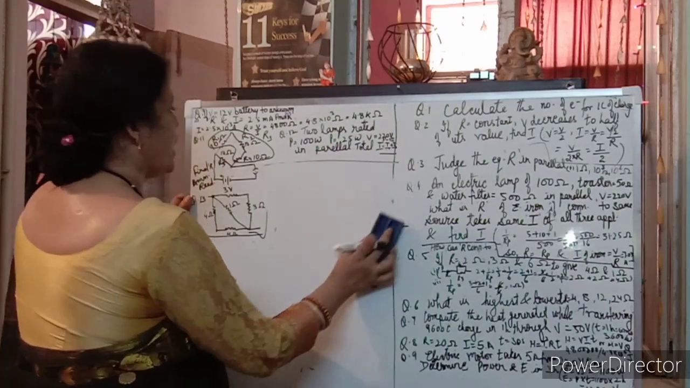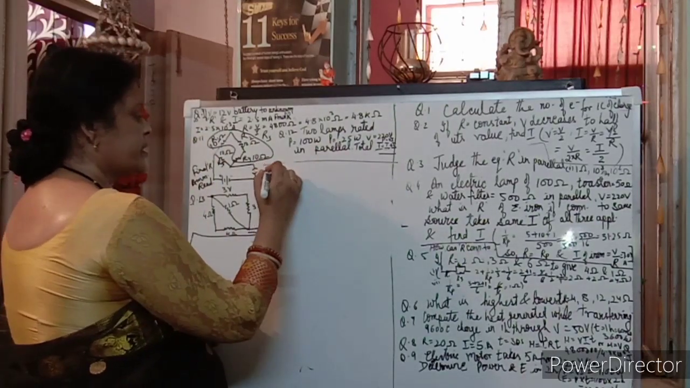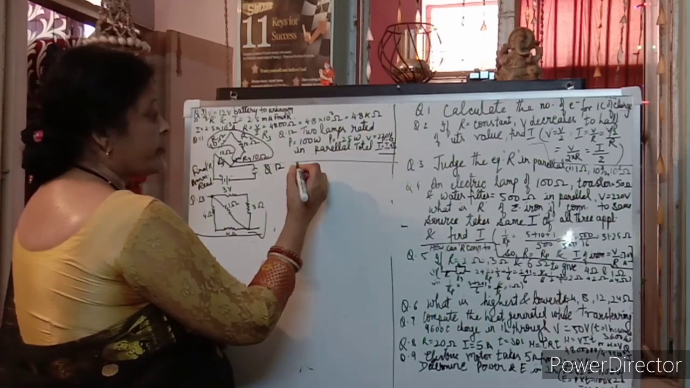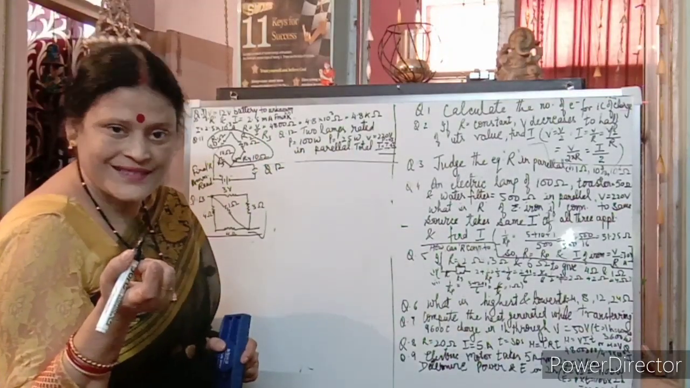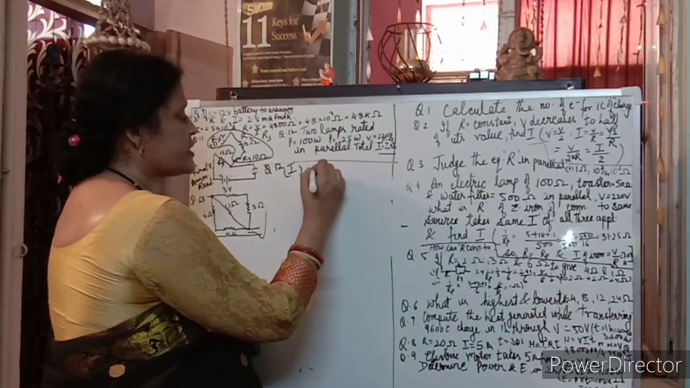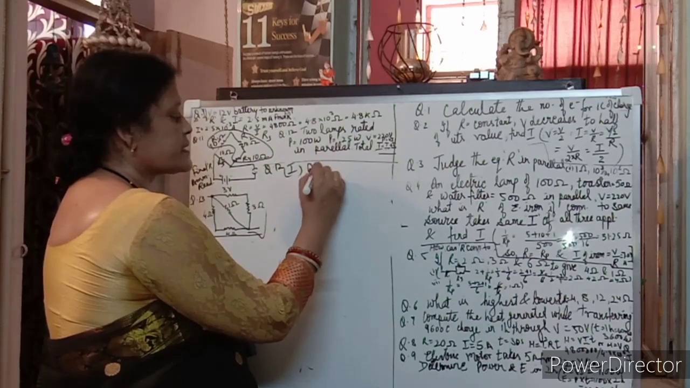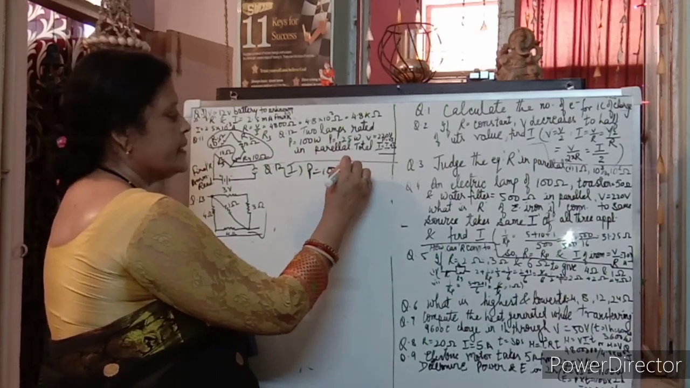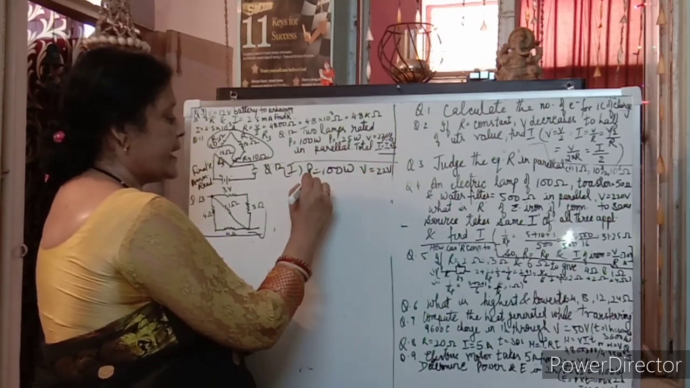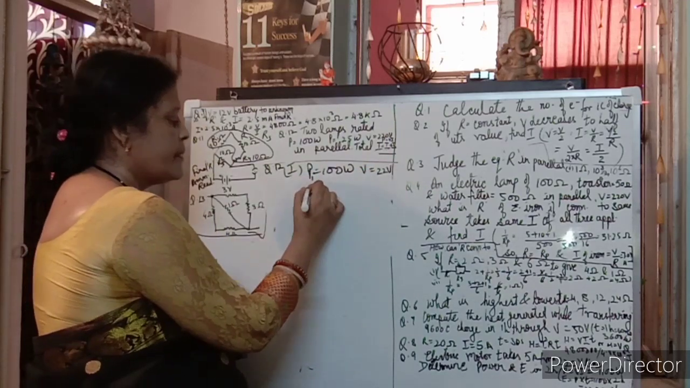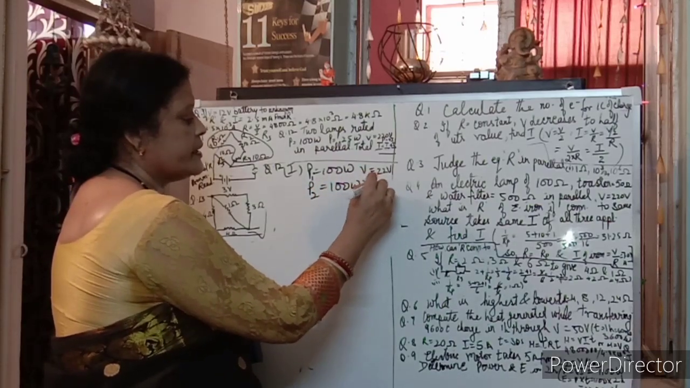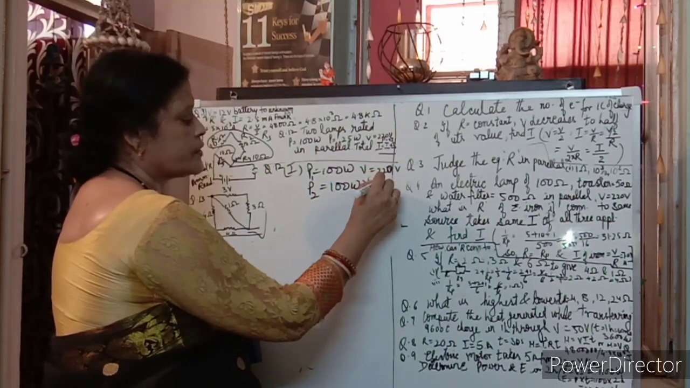Now 2 lamps were given. This is question number 12. 2 lamps were given rated. Rated means the power is given. Right? Now 2 lamps. If I am talking about the first lamp, the power given is 100 watt and the voltage given is 220 volt. And this is for the first lamp. P2 for the second lamp, we are given 220 volt.